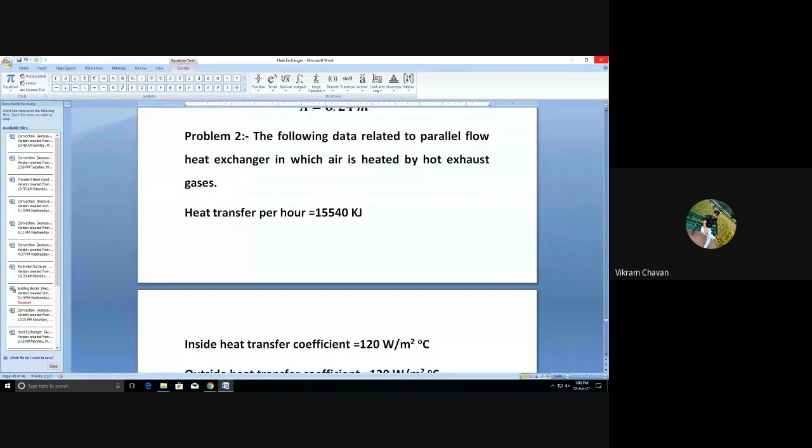Heat transfer per hour is equal to 15,540 kilojoule.